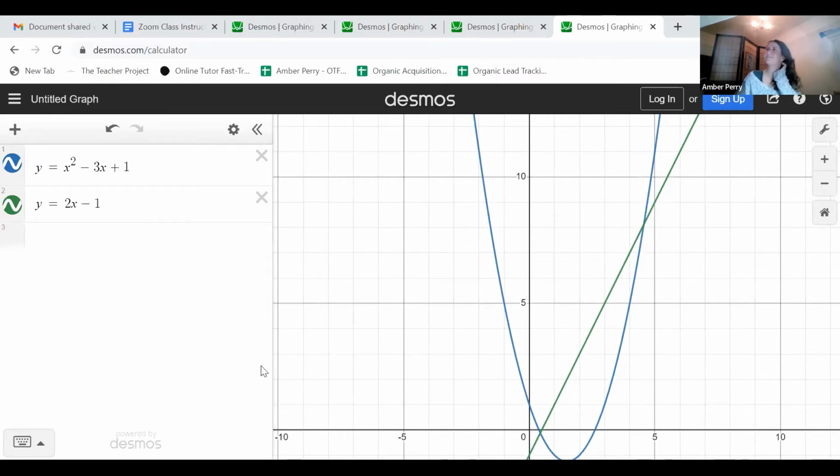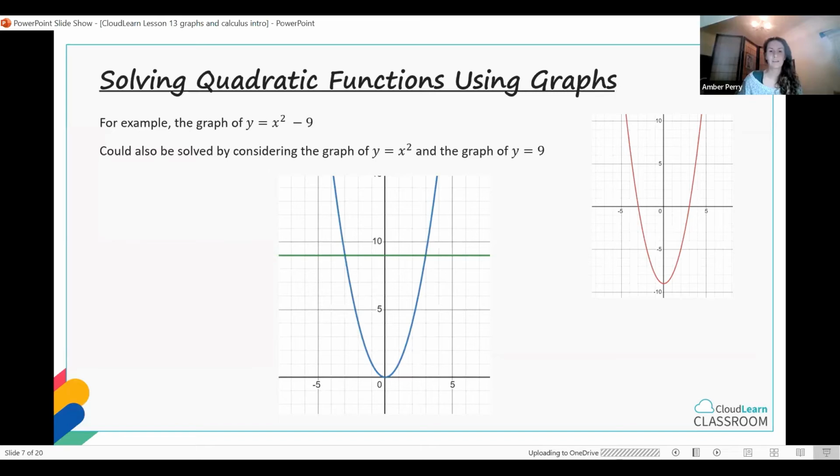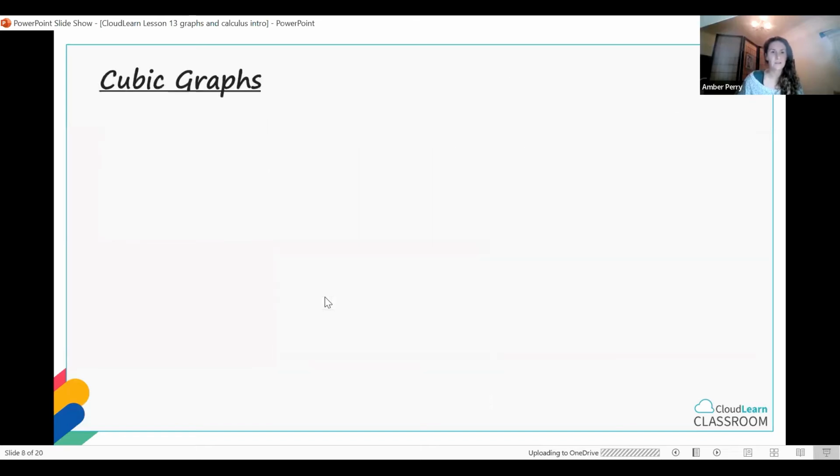Do you want me to go through another one? I feel like I've done that quite quickly, or are you happy with that? No? Okay, I'm going to assume that that's okay. Move on to cubic graphs, unless anyone wants me to go through any more. Okay. All right, so cubic graphs.